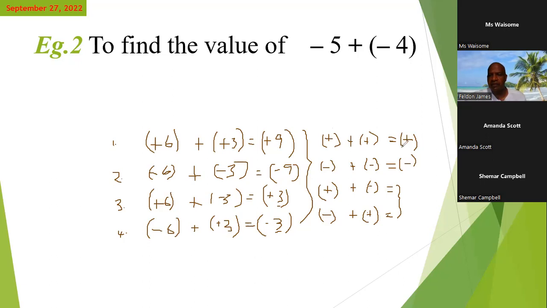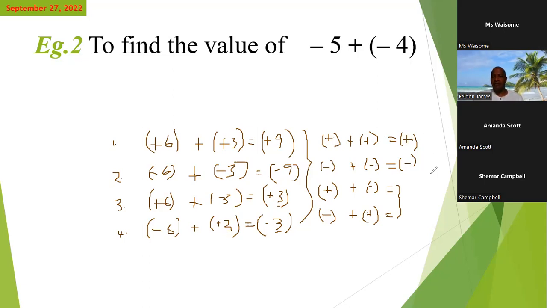Right. Now, in the first scenario, we are adding 2 positives and we get positive. Here we are adding 2 negatives and we get negative. So in adding, when the signs are the same, the answer is going to take the same sign. If you're adding 2 positives, the answer is going to be positive. If you're adding 2 negatives, the answer is going to be negative. So when you're adding like signs, a positive plus a positive, or a negative plus a negative, you'll get back the same sign for your answer. Right, so that is scenarios 1 and 2.